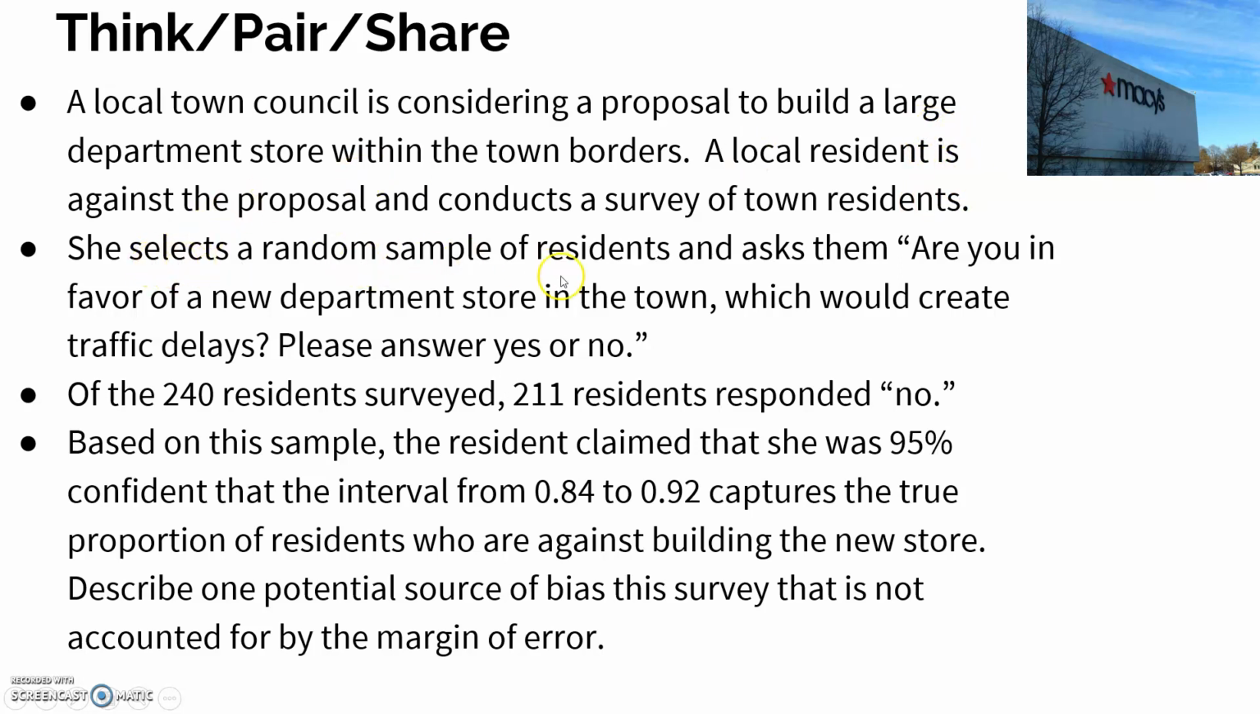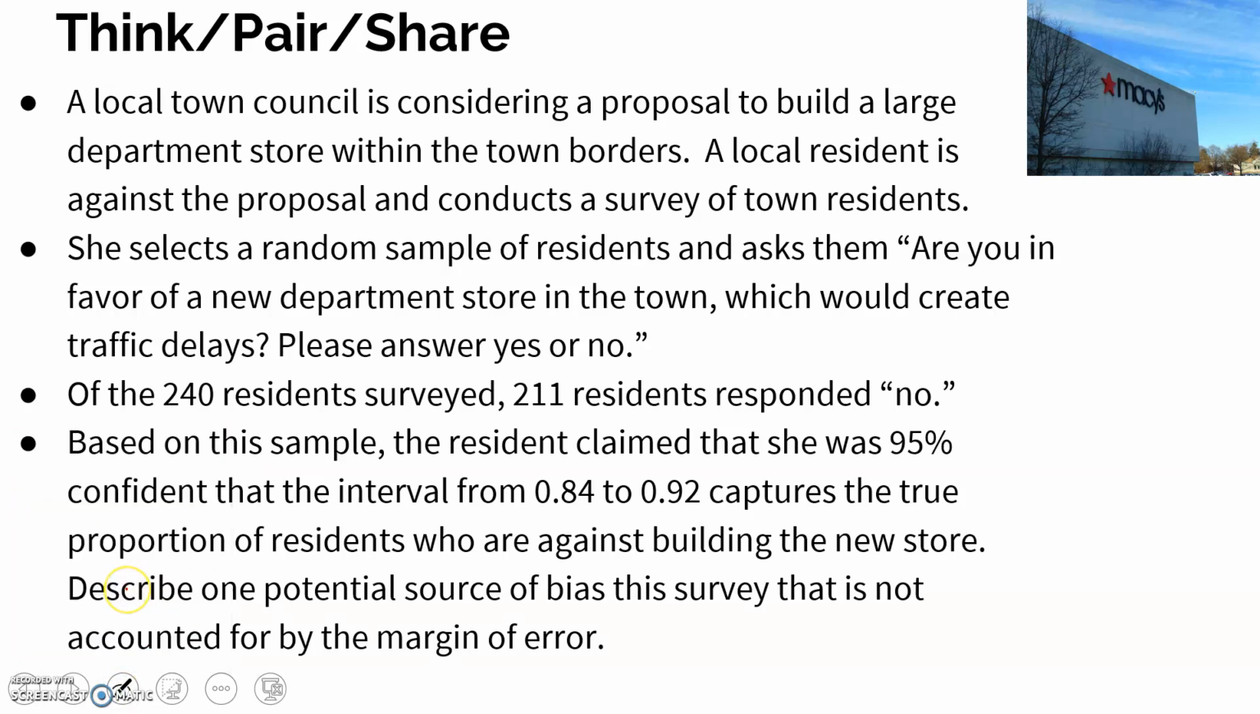She selects a random sample of residents and asks them, are you in favor of a new department store in town which would create traffic delays? Please answer yes or no. Of the 240 residents surveyed, 211 residents responded no.